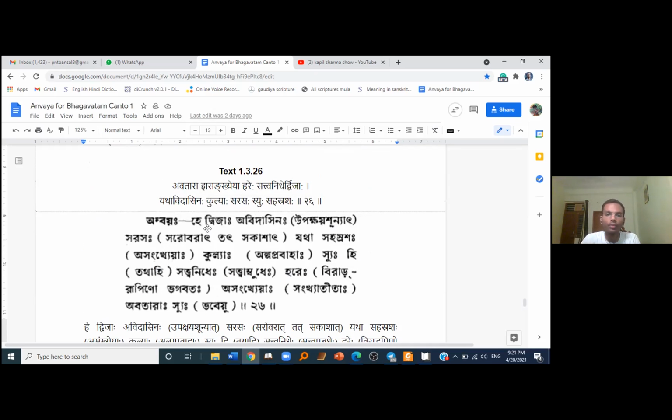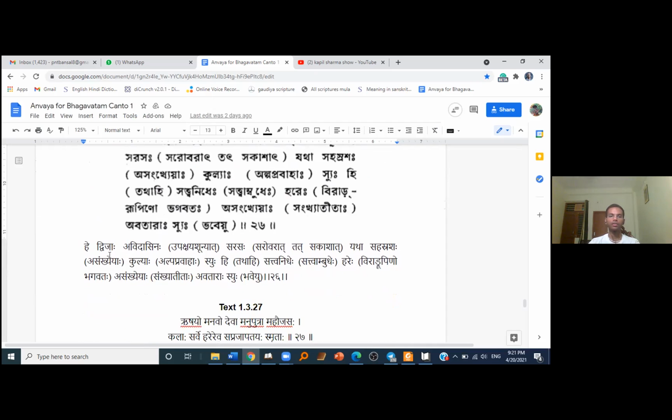Text 26. Avatara Yasankheya Hare Satvanidhe Nidher Dvija Yatha Vidasinah. Kulya Sarasah Su Sahasrashah. Hey Dvija. I think this is Sutta Goswami speaking to Shaunaka Rishis. Is it Sutta? Yeah, Sutta Goswami speaking to Shaunaka Rishis. Hey Dvija, or twice borns.